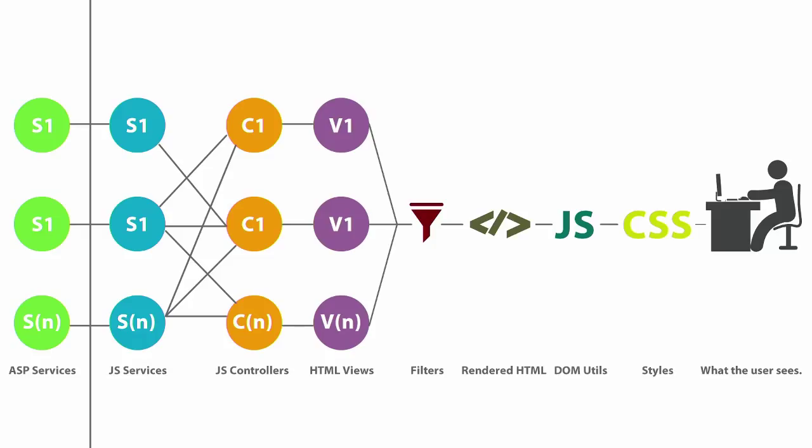After that, once the views have rendered their filters, and I'll go into those a little bit, filters are ways of taking raw data and changing it into something that's more useful, which then produces the rendered DOM.